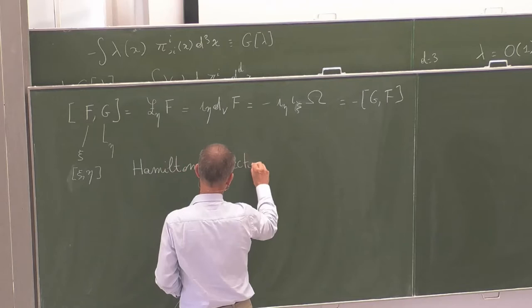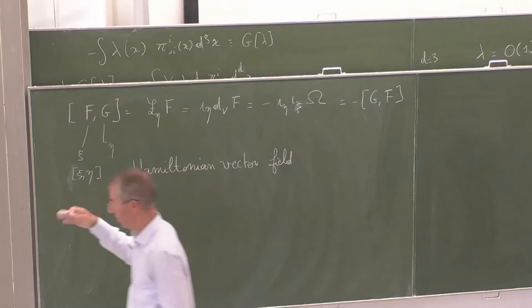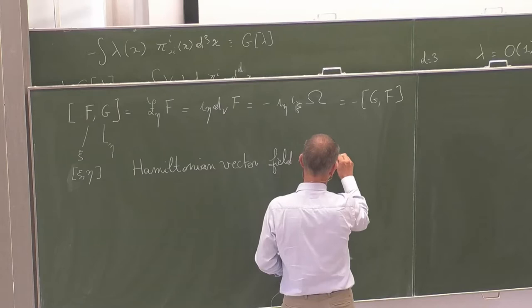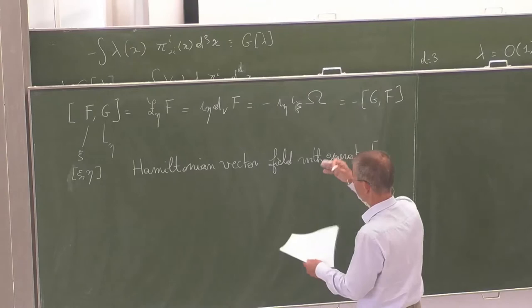Now, what does it mean, Hamiltonian vector field? It means that this is a field which preserves the symplectic structure, so which fulfills this equation, with generator F.